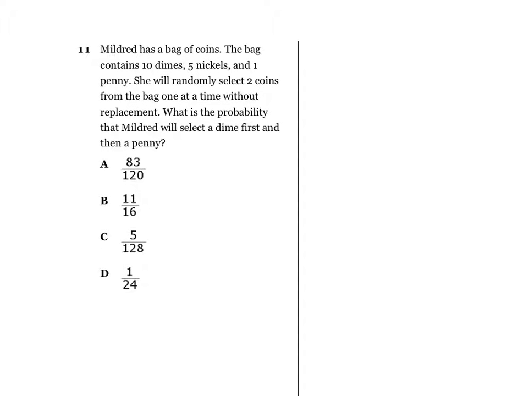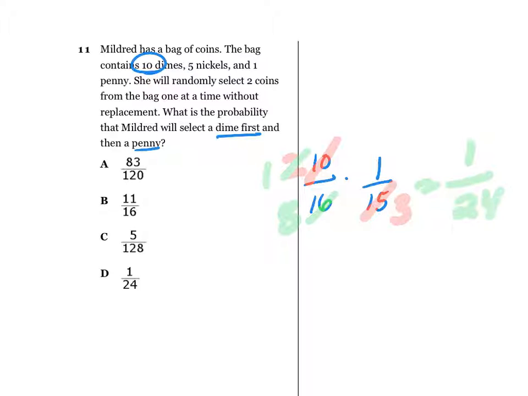Okay, Mildred, this one is tricky, but it's just looking at the probability of a dime and then a penny. Well, dime is 10 out of 16 total coins. We took a coin out, so we have 15 left, and then there's only 1 penny. So if you cross reduce it, okay, and then this can be reduced to 1/8. So 1 times 1 is 1, 8 times 3 is 24, and there we go.